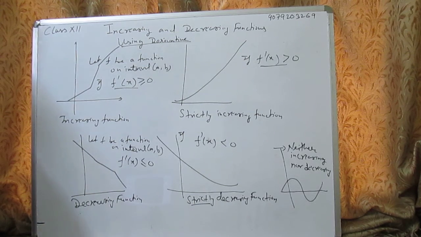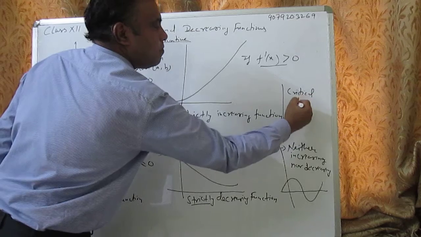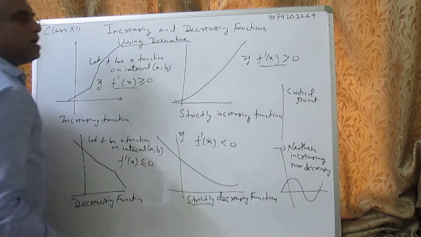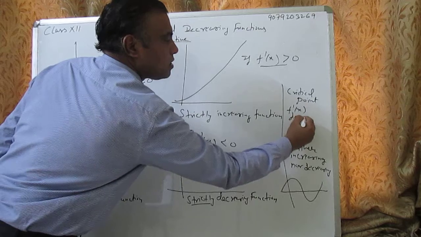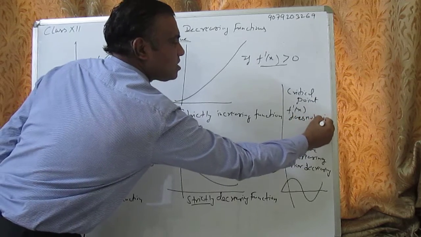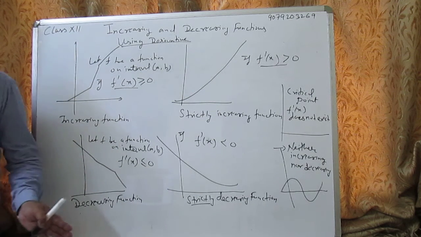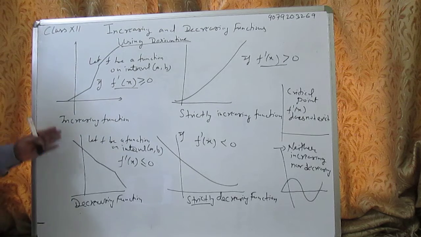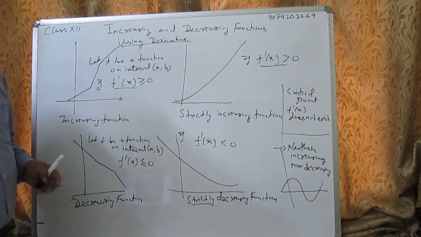Now there is one more case, that is the critical point. What is a critical point? In that case, f dash x does not exist, or f dash x is equal to 0. Now I will tell you how to find the increasing and decreasing function.